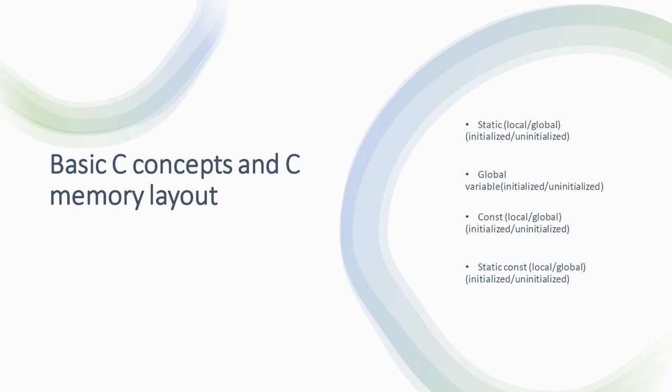Now, global variables are those variables which can be used outside of the C file. So a function in another .c file can also use that global variable using the extern keyword.